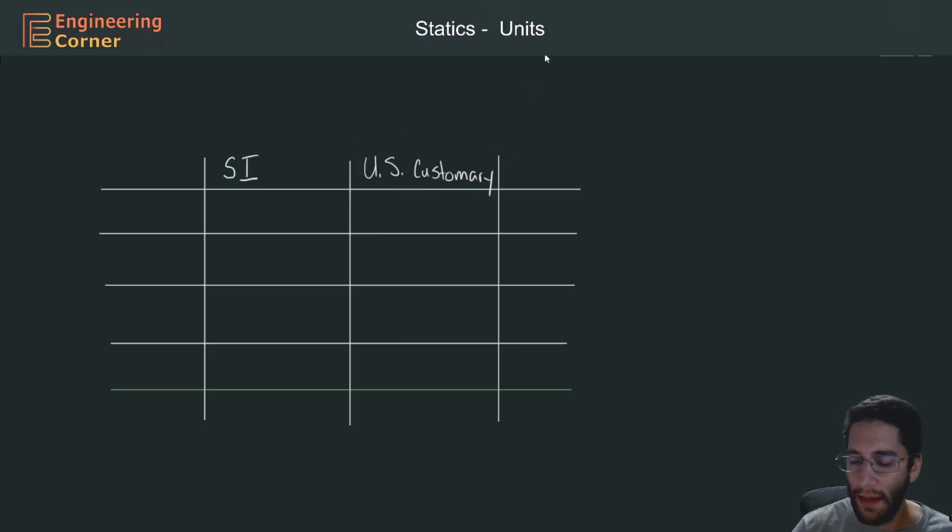Now, you might informally refer to our US customary system as the English system. And while this is correct, it's a little bit ambiguous because there are multiple systems that could be considered an English system, for example, British gravitational or the actual English engineering system. There's slight differences. We're not going to go into those right now because in this class, all we do is work with the US customary system.